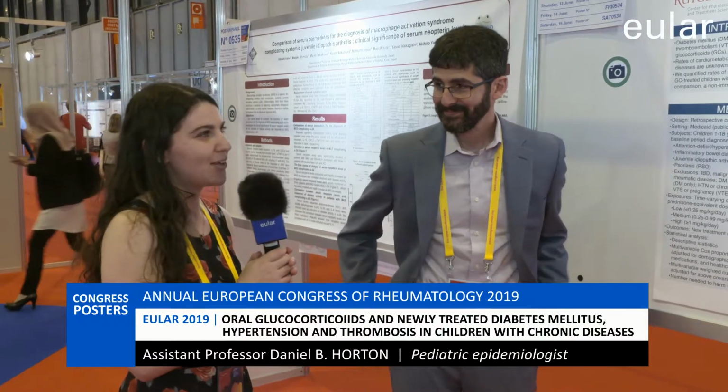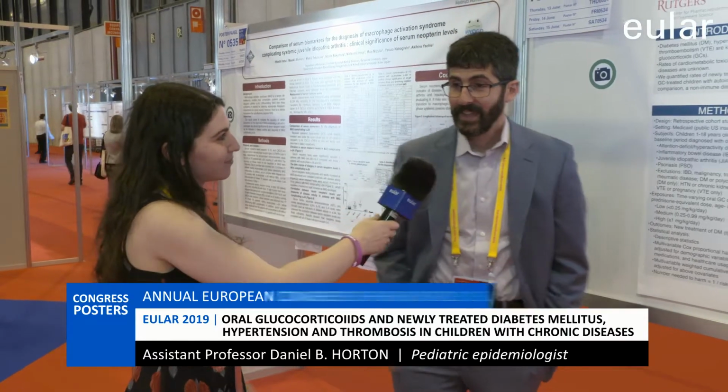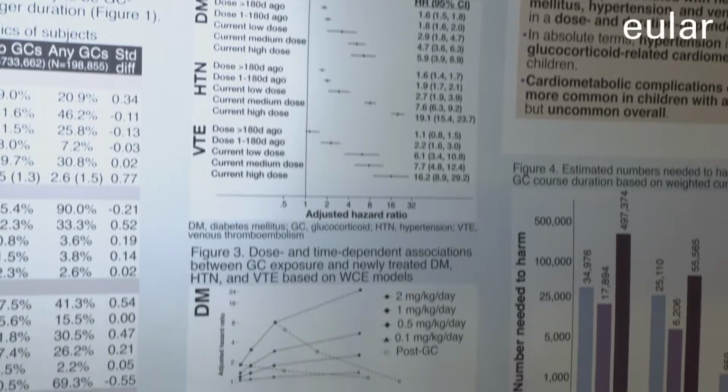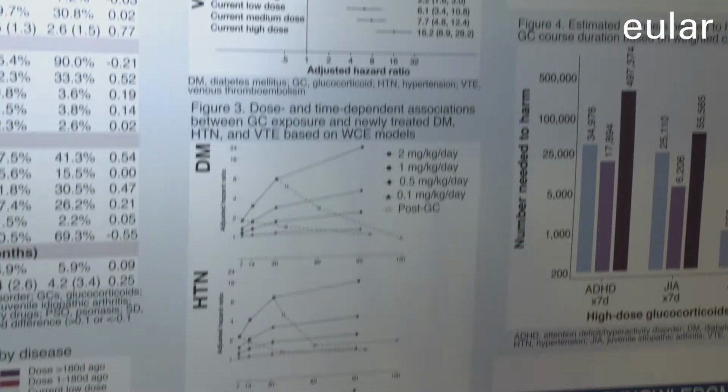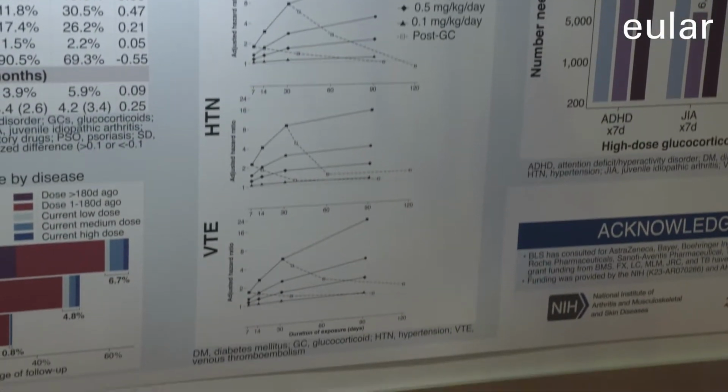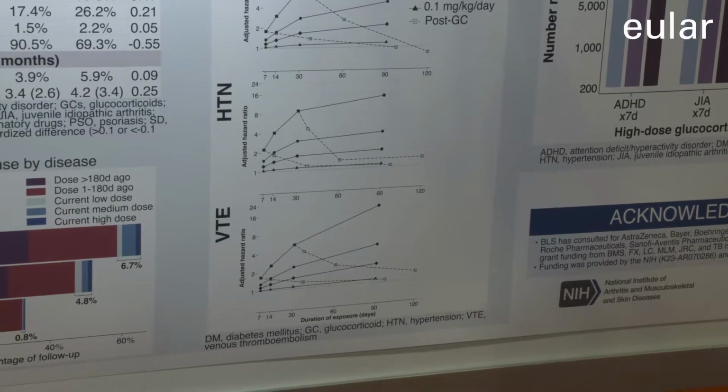So why do we need to look at steroids in these children? Well, steroids have been around for a long time, and certainly we know they cause lots of bad side effects, but some of the more severe complications like cardiometabolic toxicities have been studied mainly in adult populations, and we don't really understand the risks in children, and so we sought to better understand those risks in a large population of children.